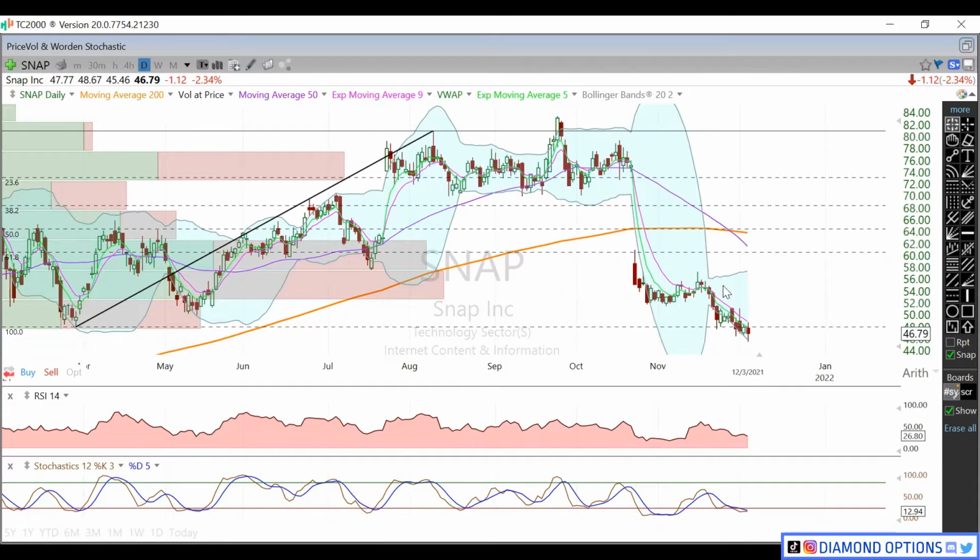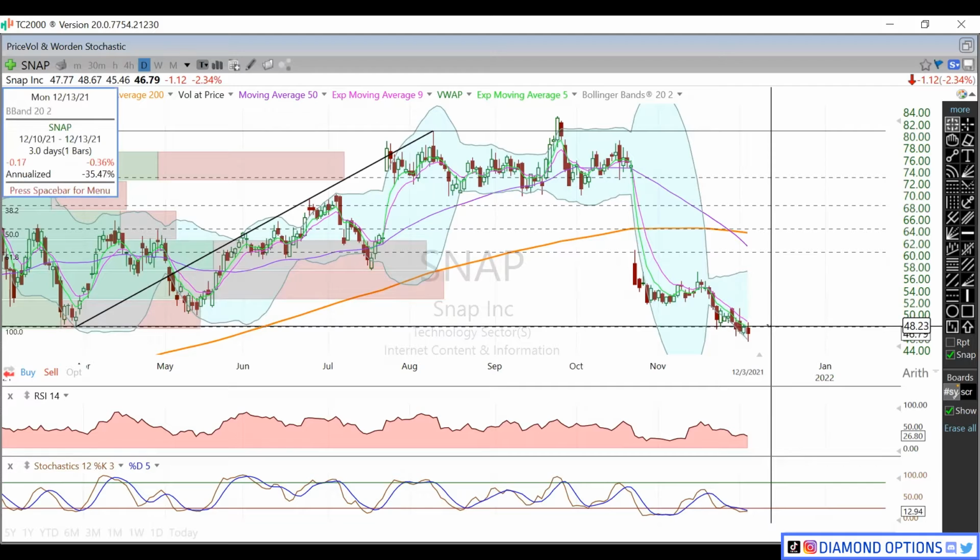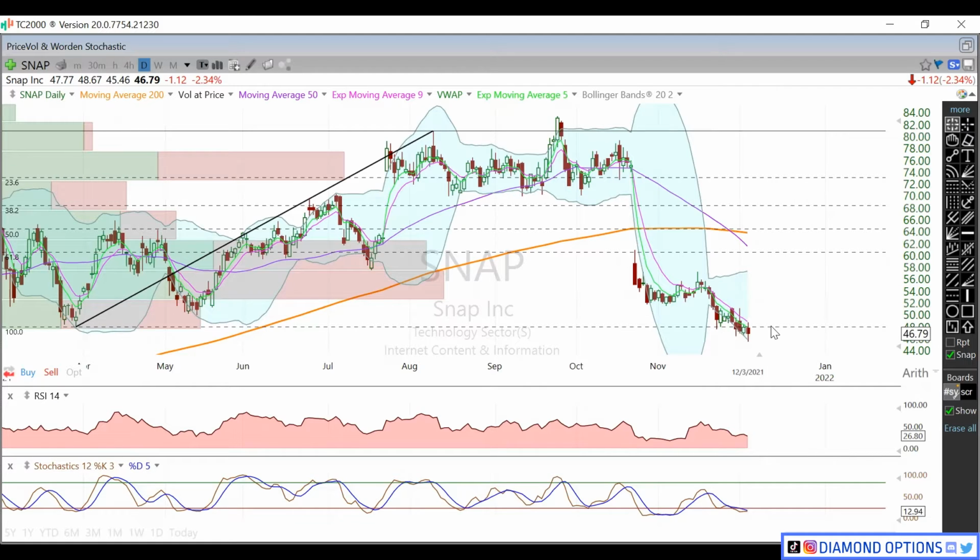We started to make a little bit of a cup here, thought a handle might start happening, but really just a pullback here. We're monitoring this 100% fib retrace right around that $48 level, and we just could not hold that for whatever reason in here. So going forward, that's going to be our new resistance.